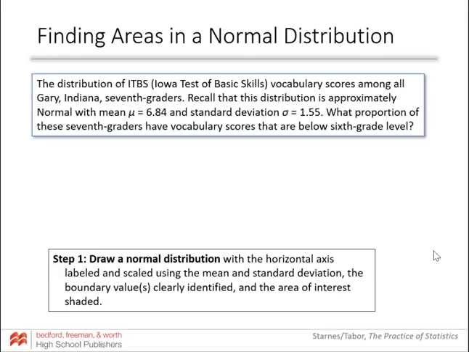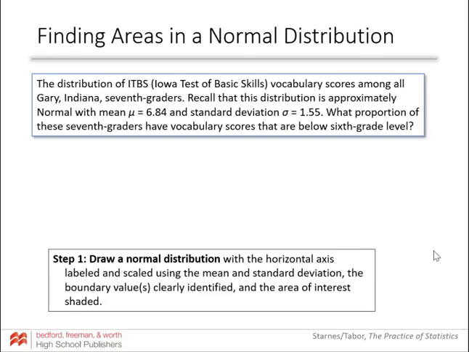All right, so the example we're going to look at, the Iowa test is normally distributed with a mean of 6.84 and a standard deviation of 1.55. And we have information of 7th graders taking this test. What proportion of them have vocab scores that are below the 6th grade level? On this test, your score is equivalent to your grade level. So if they score a 6, that is a 6th grade level. If they score a 7, that is a 7th grade level.